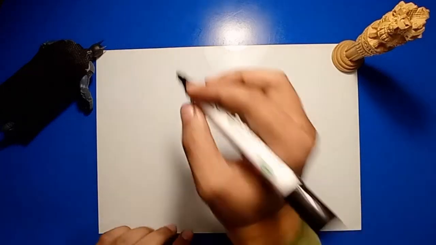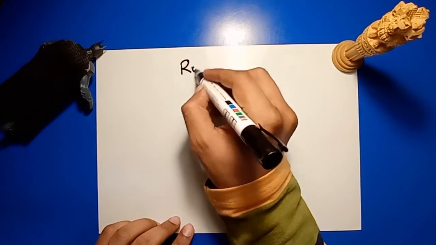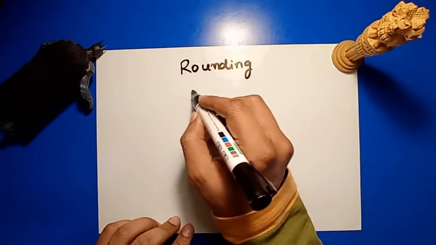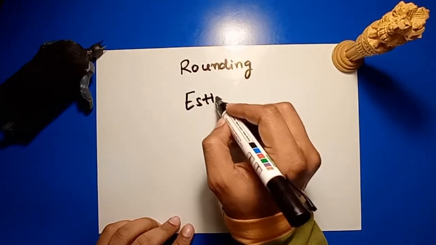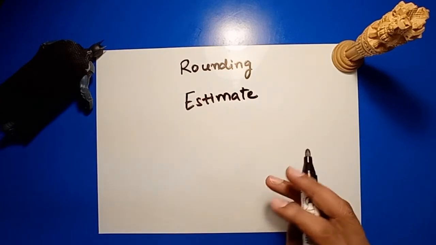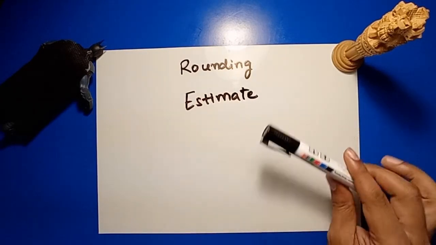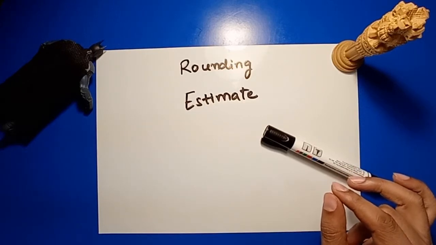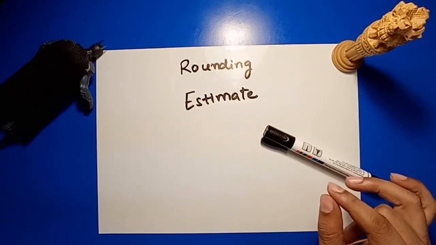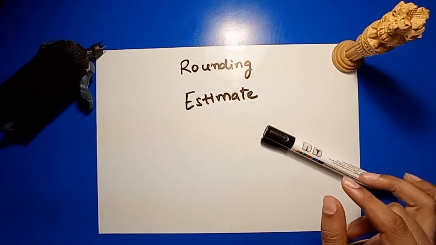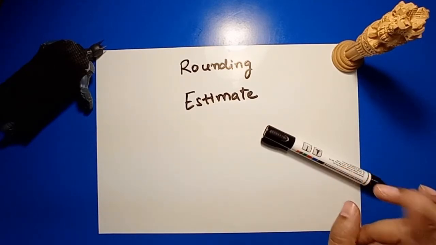Let's talk about a simple topic this time, rounding or estimation. We estimate all the time in our life. For example, if your mom or dad asks you, how much time did you watch screen today? You would think, I think it was only 1 hour. Liar, liar, pants on fire.